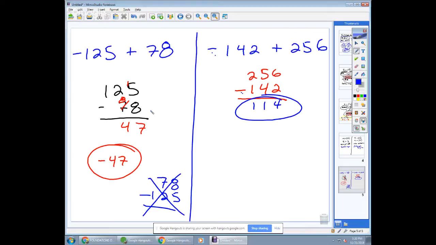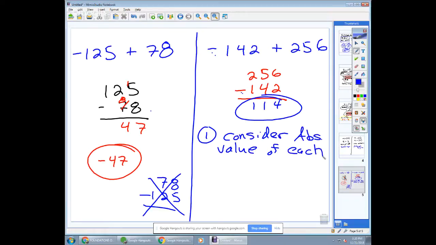So essentially what you did is you thought about the absolute value of each number. That's an important idea here, right? So one, I gotta consider the absolute value of each number. What's absolute value mean again? Distance from 0 on the number line. Yeah, and so with kids, we're gonna use the word absolute value, but mostly I'm gonna talk in plain language. I'd rather say, consider their distance from 0. Okay. So I need to consider that.